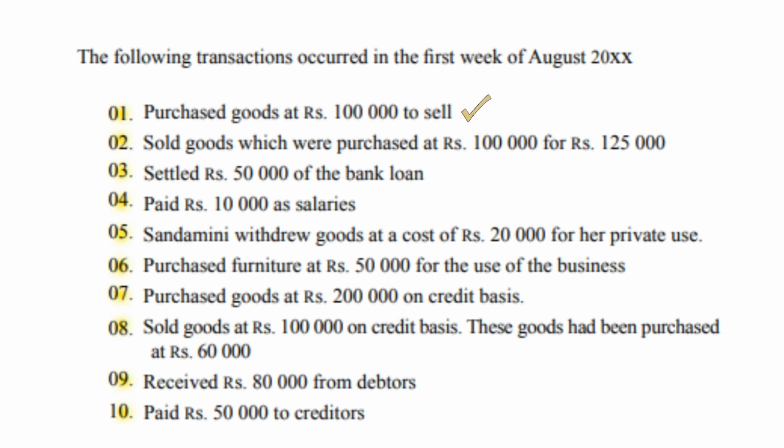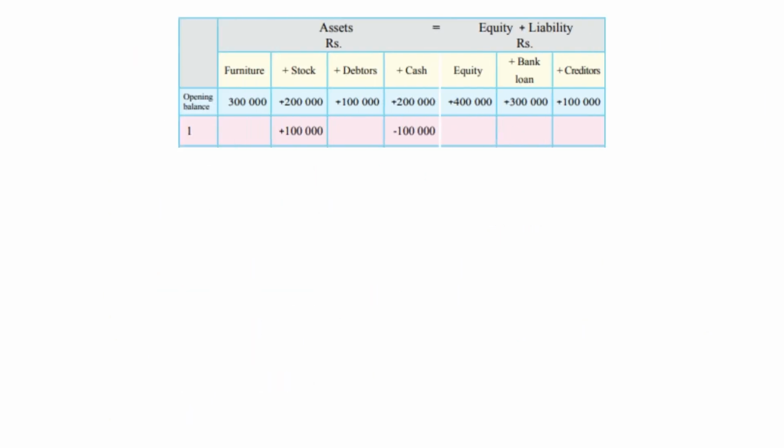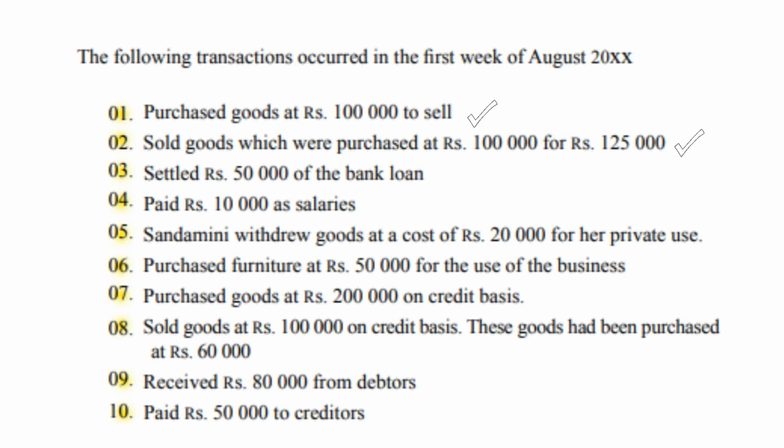Then the first one is purchased goods at rupees 100,000 to sell. So 100,000 is taken from cash and purchased stocks to sell in the business. Then minus 100,000 under cash, and add 100,000 in stocks.